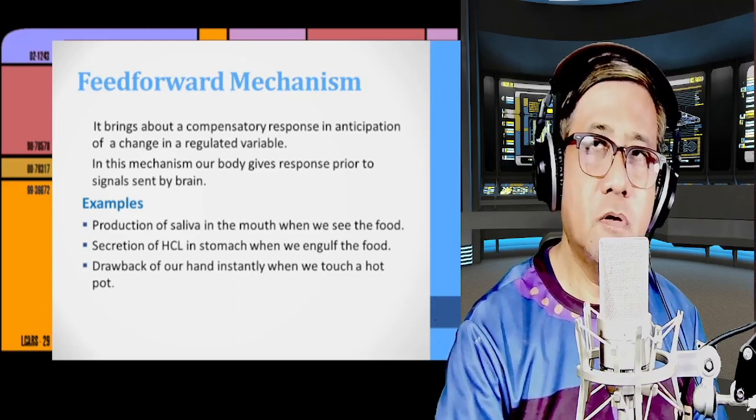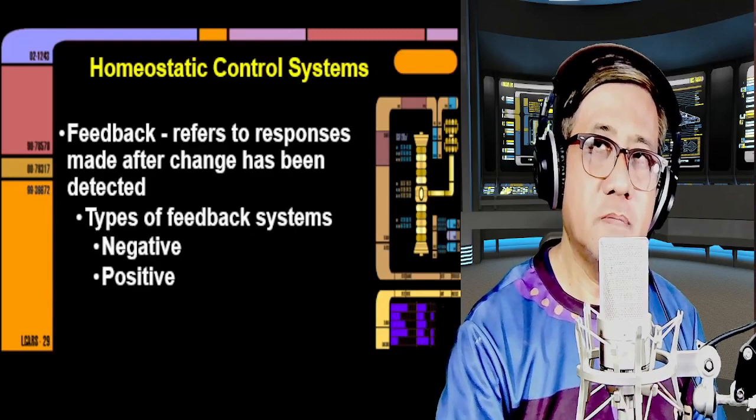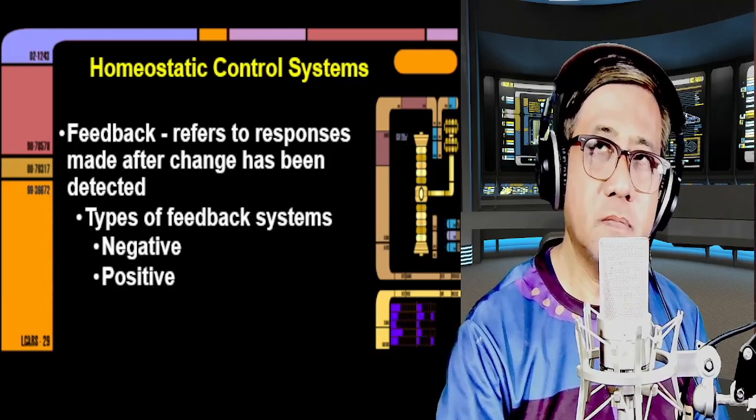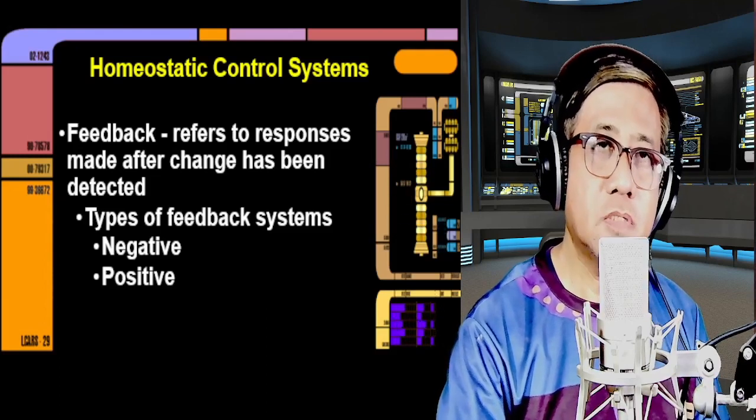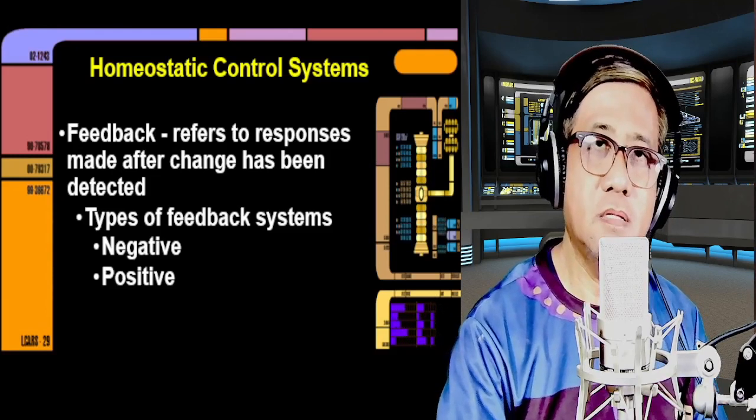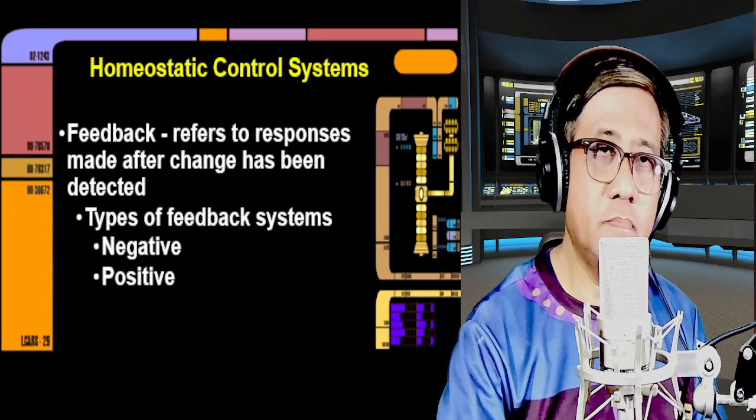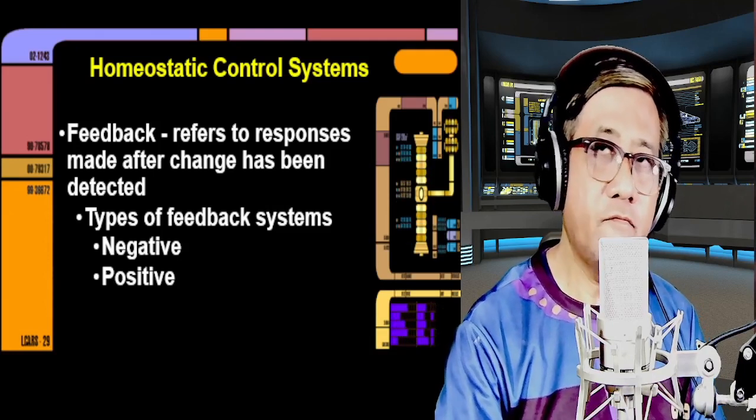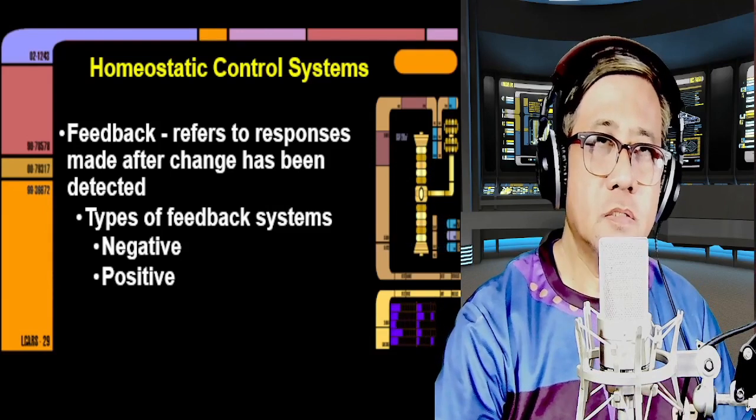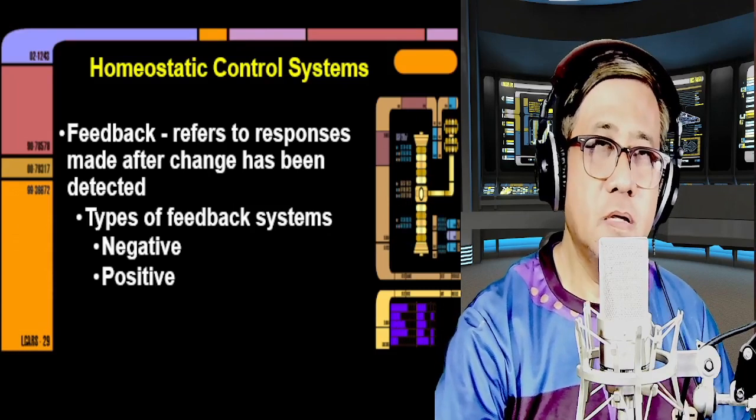Now another example of a homeostatic mechanism is feedback mechanism. So ano to ang feedback mechanism? Now when we speak of feedback mechanism, this refers to responses made after change has been detected. Right? And there are two types of feedback mechanisms. We have negative and positive feedback mechanism. So class, let us now go into the details of these feedback mechanisms, starting with negative feedback mechanism.